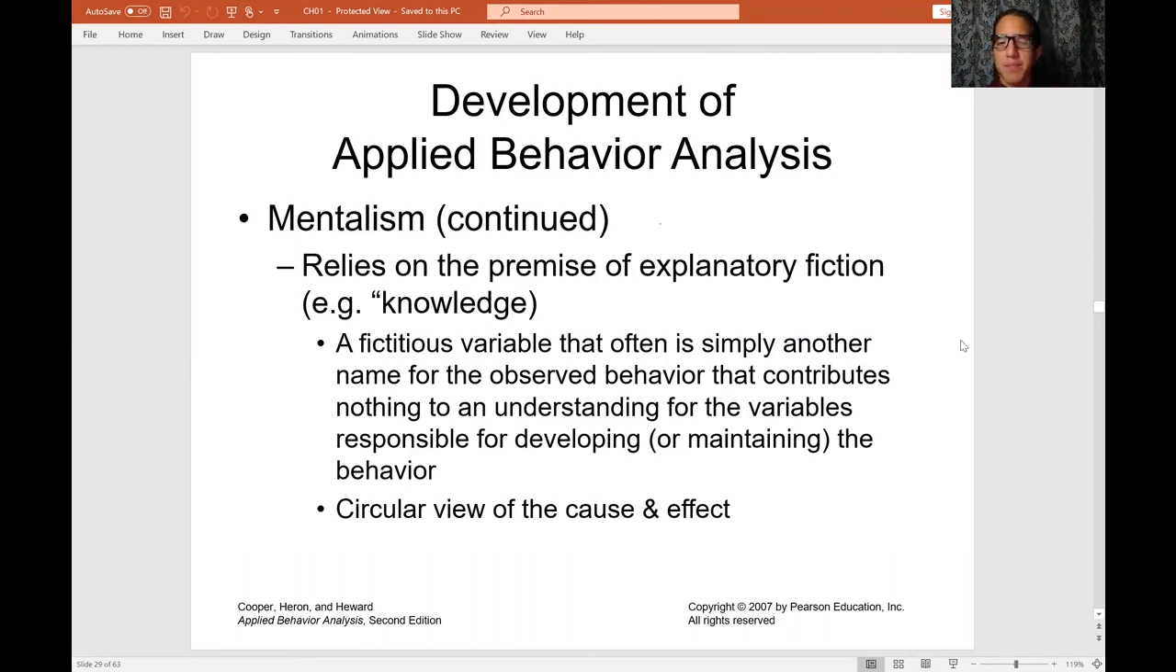mentalism can offer an understanding of it, and say, well, he eats ice cream because he wants to eat ice cream. Why do you say he wants to eat ice cream? Because he went to get the ice cream. Why did he go get the ice cream? Because he wants to eat ice cream. And so it goes to a circular view of cause and effect.